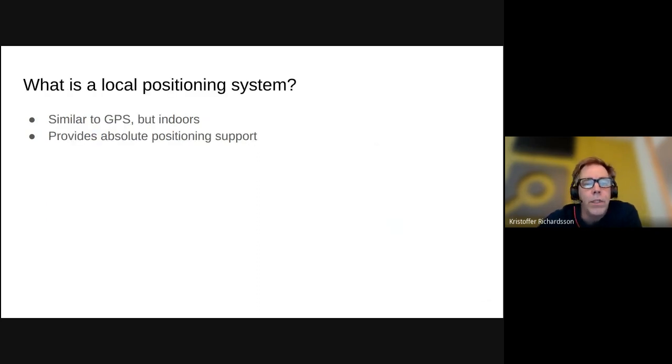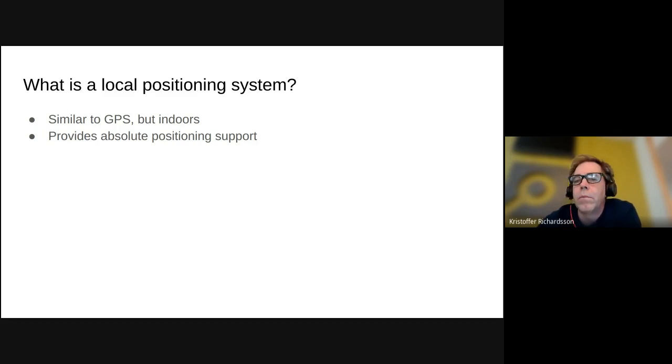So what is a local positioning system? Well, a good way to see this is that it's like GPS, but indoors. And it provides absolute positioning support. So you can have a global coordinate system in your room, and the Crazy Fly will know where in the room it is in this global coordinate system.